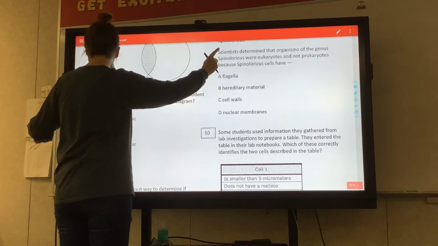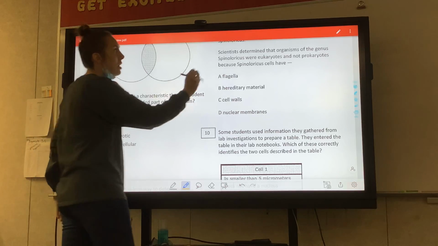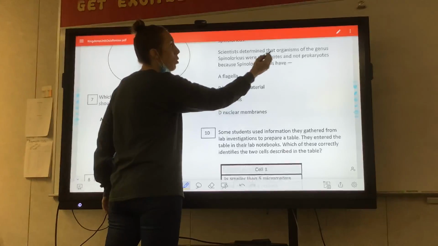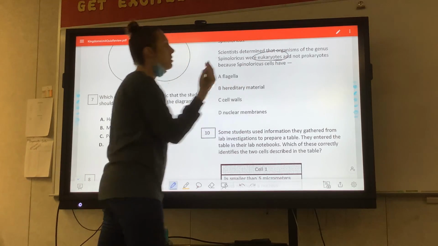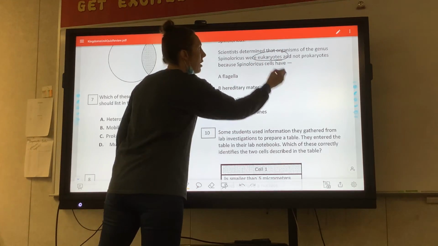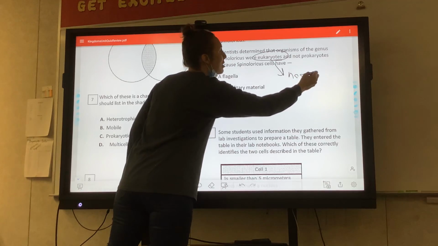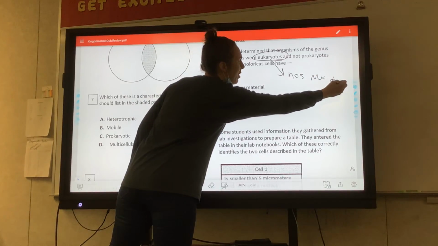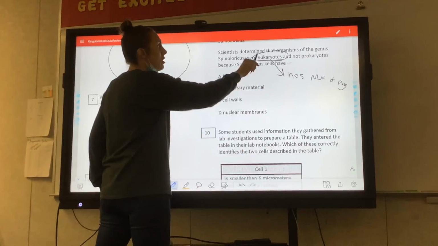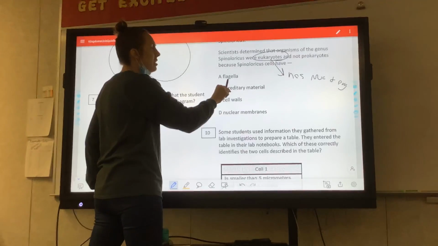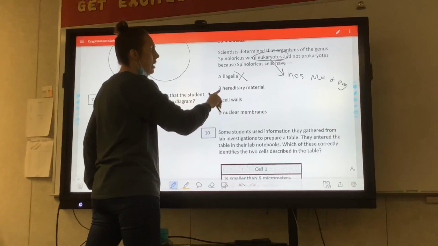Hey, this one, y'all, number 9. All you need to know is this little bitty thing right here. Scientists determined that the organism of the genus Spinalochus were eukaryotes. What is the definition of a eukaryote? Has a nucleus and organelles. Good.